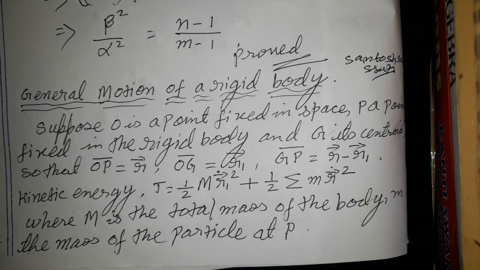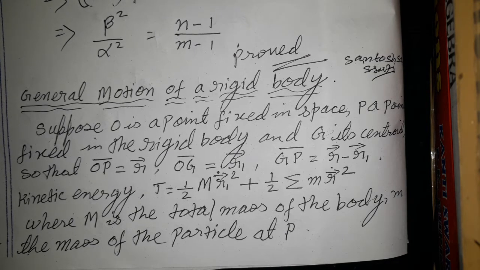So what will be GP? GP vector will be nothing but R minus R1 vector. So we want to find the kinetic energy. The kinetic energy will be produced due to the point particles, as well as the kinetic energy produced at the centroid.